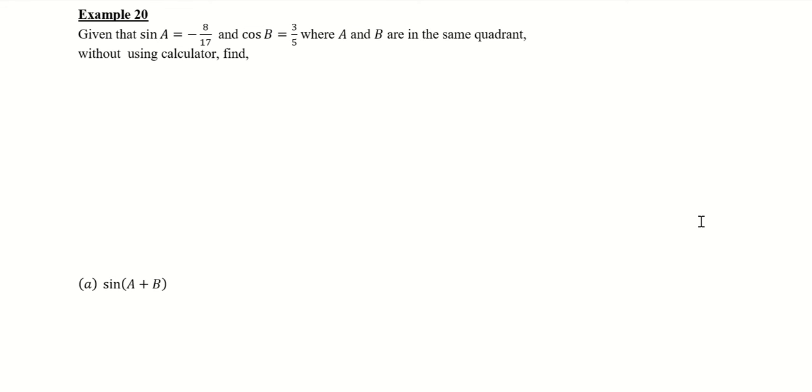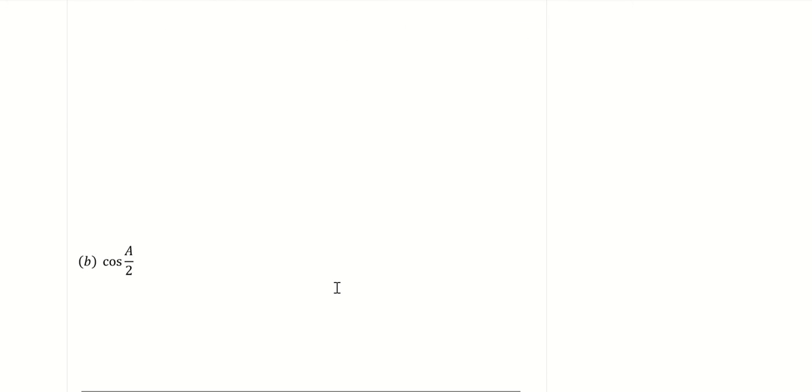Okay, example 20. Given sine A is equal to negative 8 over 17 and cos B is 3 over 5, where A and B are in the same quadrant. Without using a calculator, find: first, sine A plus B, then cos A over 2 and sine A over 2.